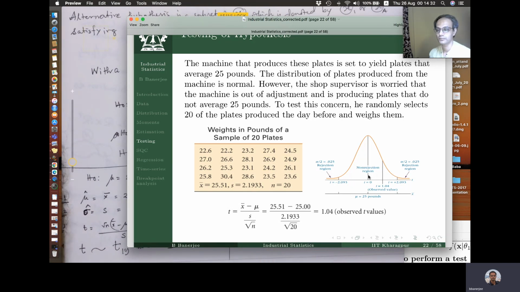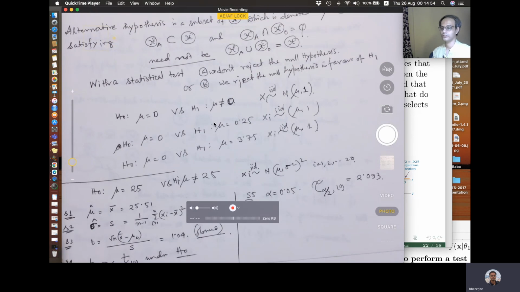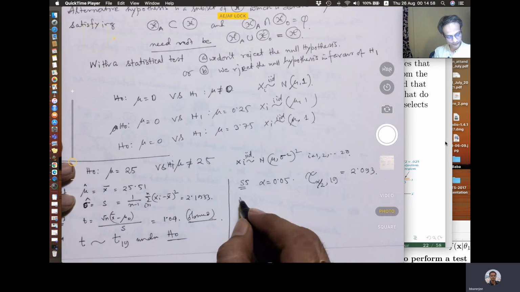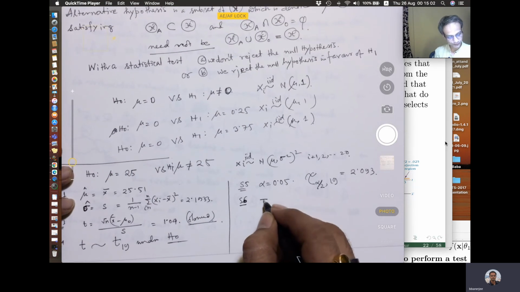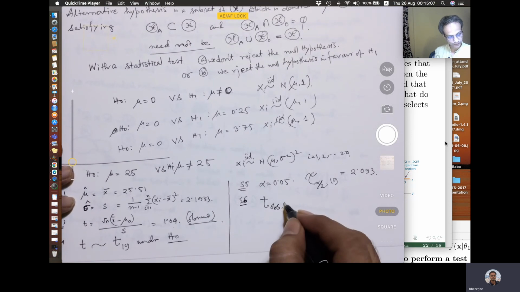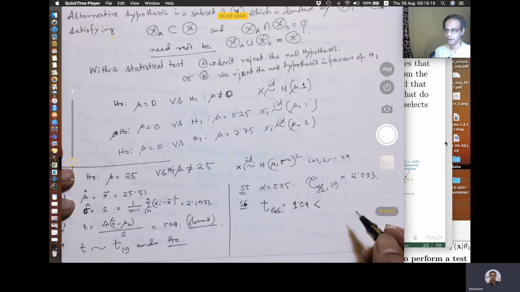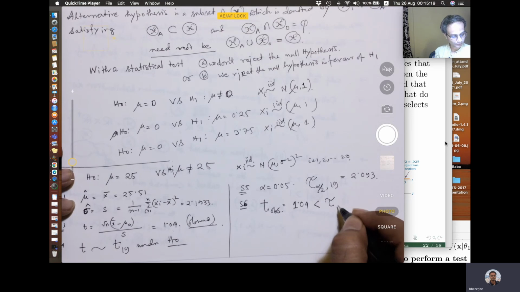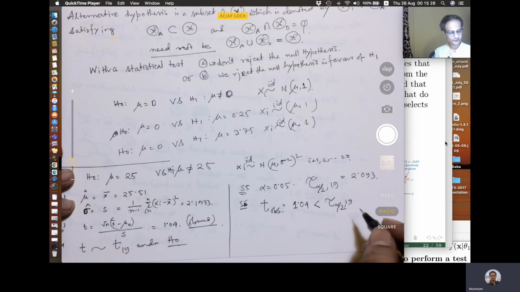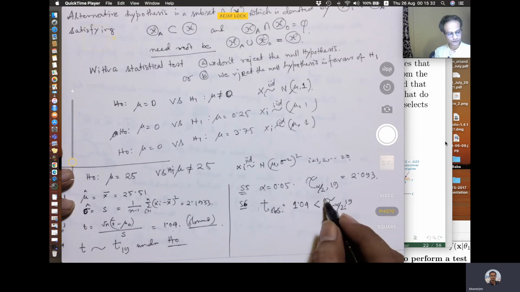Now you will reject the null hypothesis if the observed value is either larger than 2.093 or less than minus 2.093, because the T distribution is symmetric around 0. But you can see that the observed T value is 1.04, which is less than 2.093. So the conclusion of the comparison, step 6: T observed, equal to 1.04, is strictly less than t alpha by 2 at 19 degrees of freedom, or more precisely, if it is a negative value, then you need to take the mod.